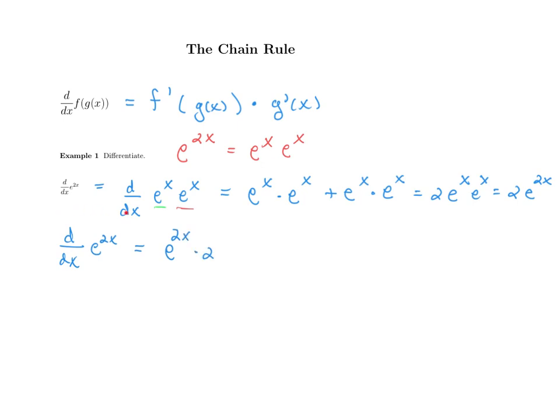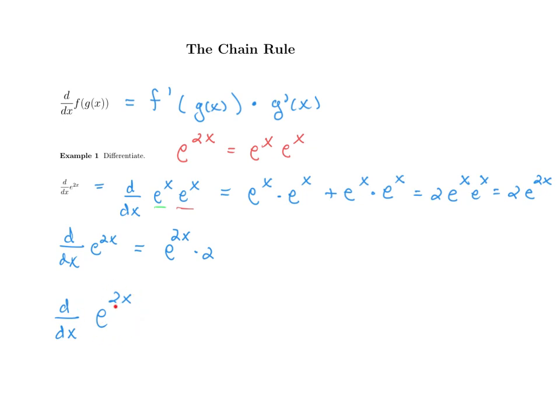So using this approach wasn't necessarily difficult, but was kind of lengthy. And this rule, the chain rule, can actually make this a lot faster. So let's try this again. Take a second look at this problem. The way to use the chain rule is to try to identify the composition that appears within this function.